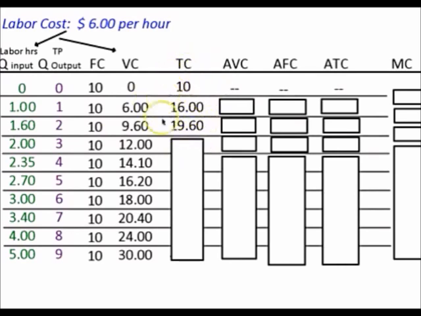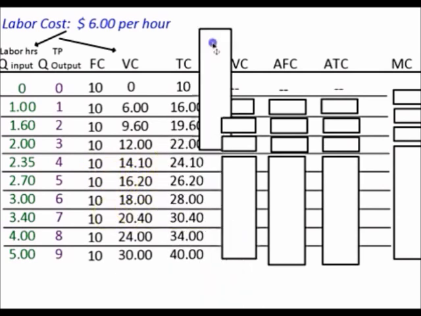Okay, now these are costs, so these are in fact in terms of dollars. I probably should have put dollar signs here, but I neglected to do so. So these are dollar amounts, the price axis. So if you go through and add 10 plus 12, 10 plus 14.10, 10 plus 16.2, and so on, you wind up with our total cost column as you see here.